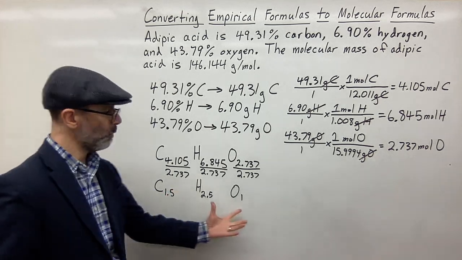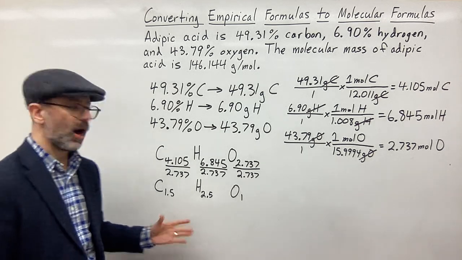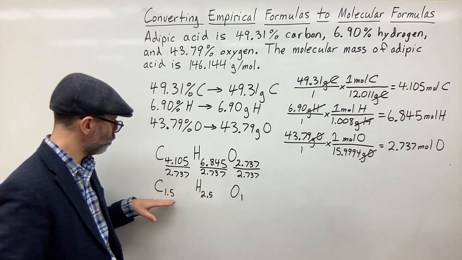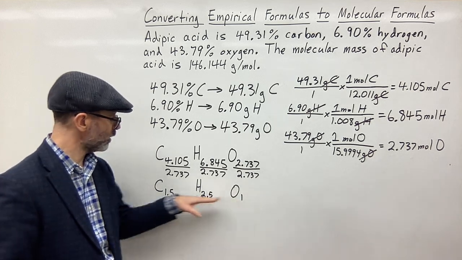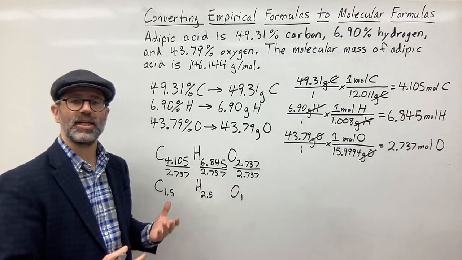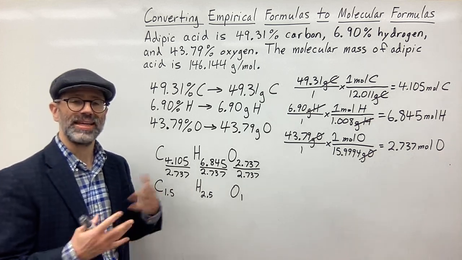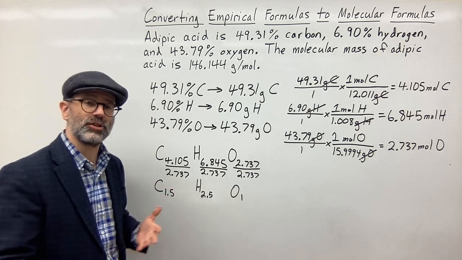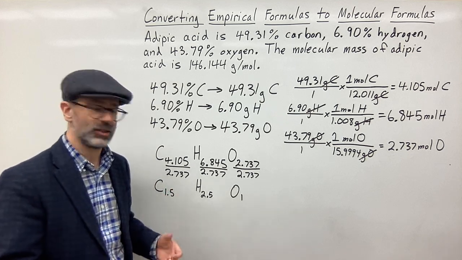Okay, so much simpler numbers. We now have a ratio of 1 to some other numbers. So 1 to 2.5, 1 to 1.5. But we can't stop there because we don't like fractions. We can't have subscripts as fractions. We don't use fractional subscripts. So we got to get rid of the fractions.